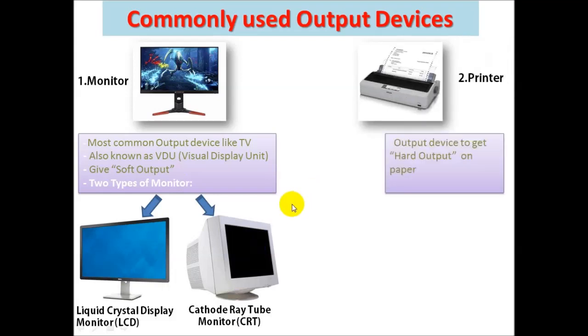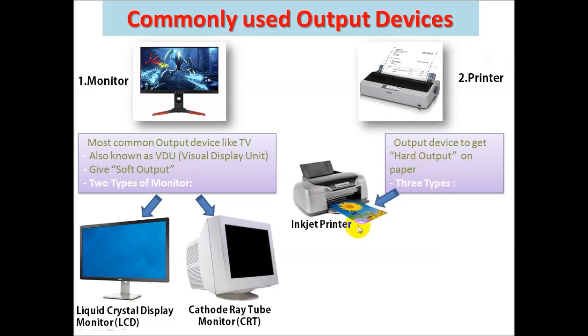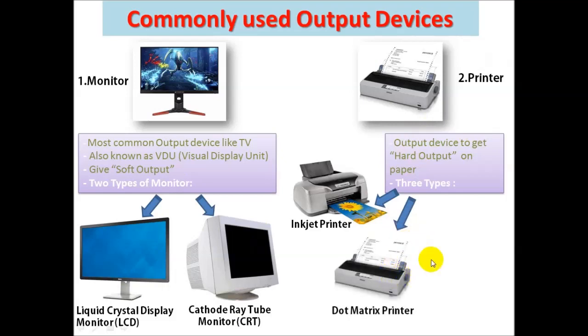Now second is printer, an output device to get hard output on paper. Three types of printers are inkjet printer, dot matrix printer and laser printer.